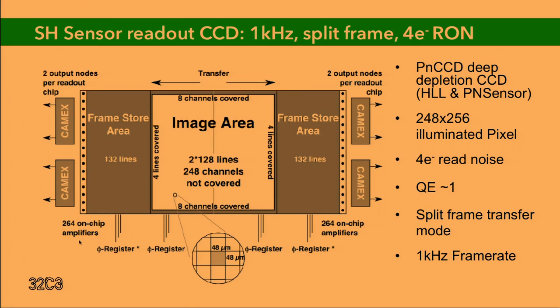The sensor reads looks like this. This is actually a custom-built CCD. Very special. The imaging area is in the middle, and when you read out, you split the image in half and transfer it to the sides, to the frame store area, and then read it out, because readout is slow, transfer is fast, and you have to do this 1,000 times a second. At very low readout noise, which is only 4 electron readout noise. For the experts here in the audience, this is very good. It's not many pixels, but it's more than enough for us.